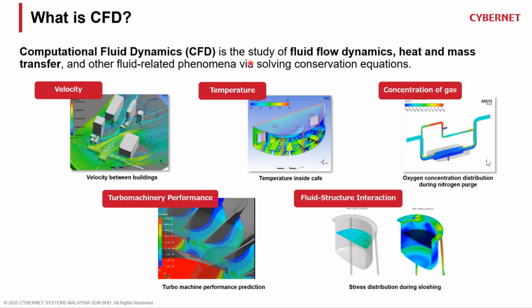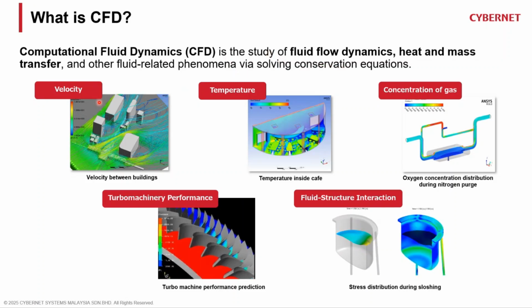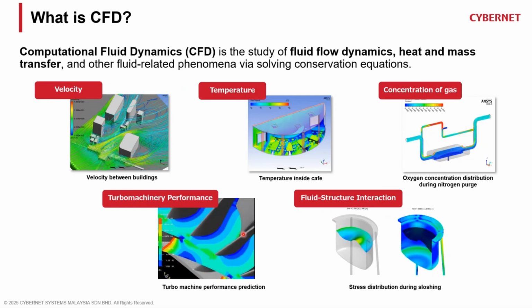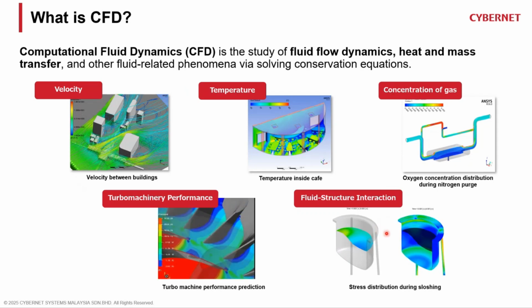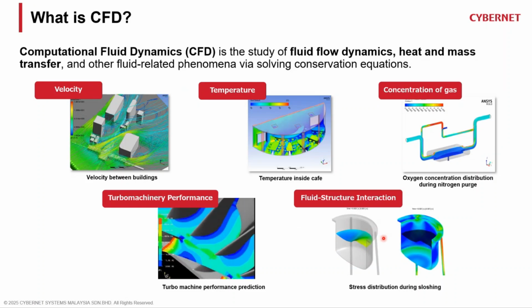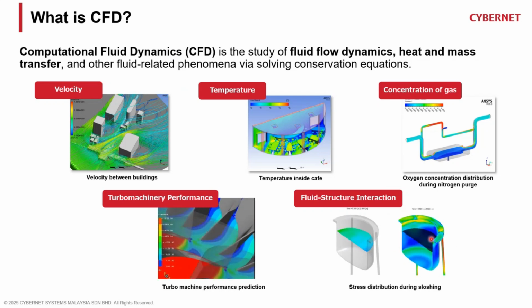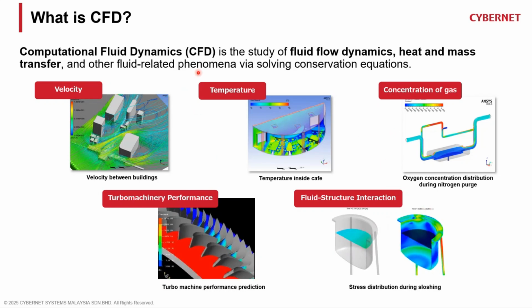We are using the computer to solve some equations so that it gives you the data such as the velocity, the temperatures, or if you have different kinds of gases, we can check what the concentration is as well. And of course, some other applications such as turbomachinery, the turbine rotating, or even, nowadays, it can simulate the flow and structure interaction. Here is a tank, water sloshing, which will cause stress or deformations on the structure itself. So all this can be simulated within the CFD itself.